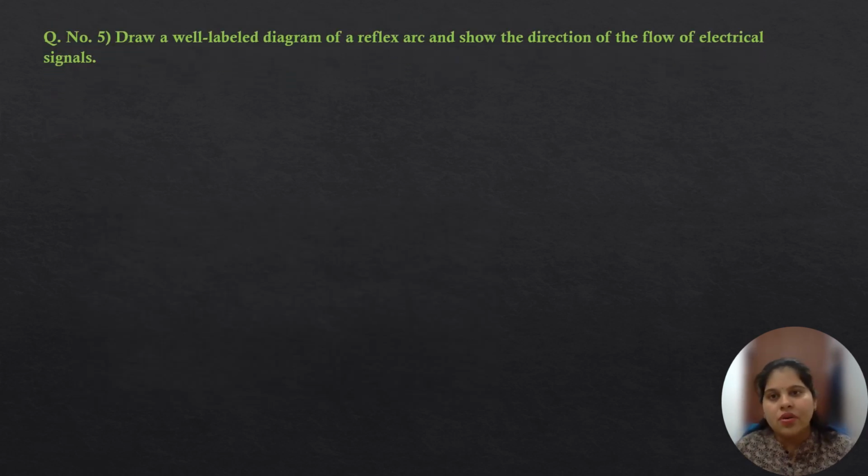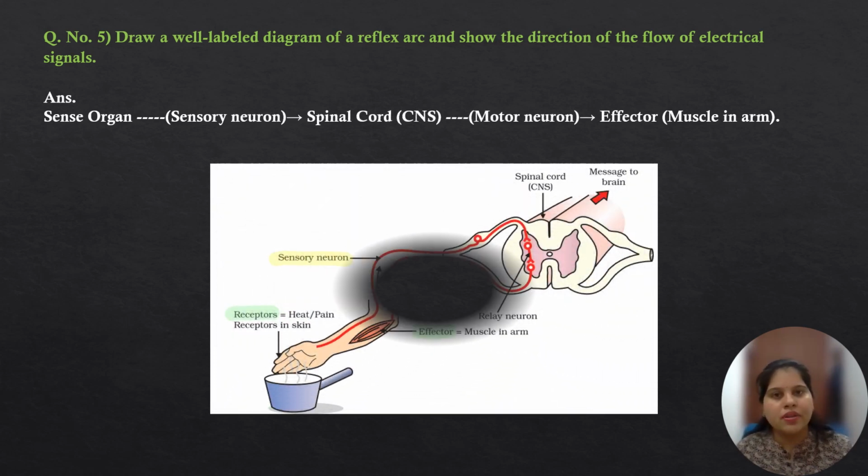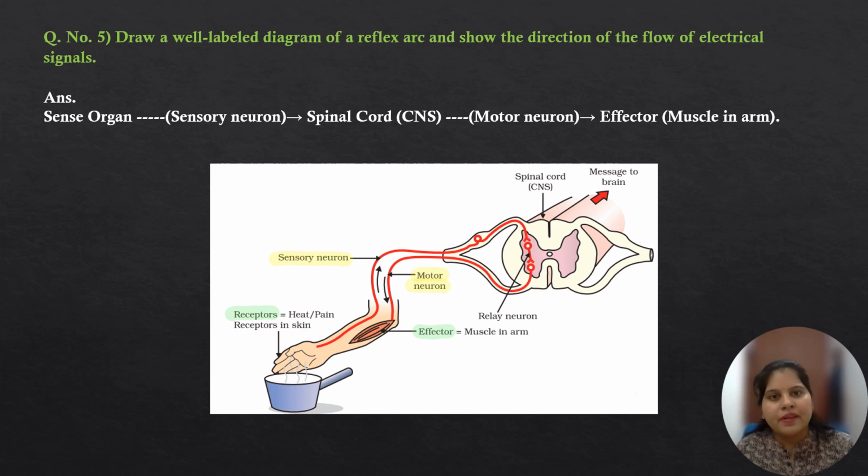Next question is, draw a well-labeled diagram of a reflex arc and show the direction of flow of electrical signals. So during this reflex action, electrical signals travel in this direction through the sense organ. The sense organ carries the receptor. Through that receptor, information travels to the sensory neuron, then to the spinal cord, and then through the spinal cord information travels to the motor neuron, then to the effector. Effector is any muscle or any gland.